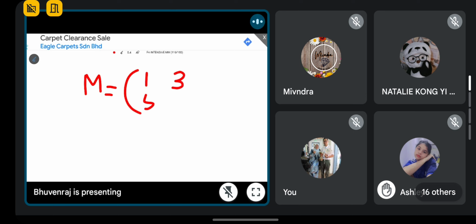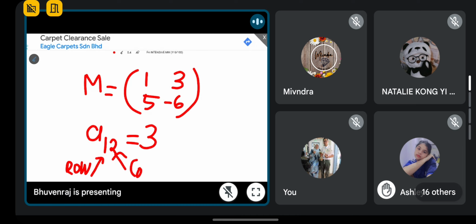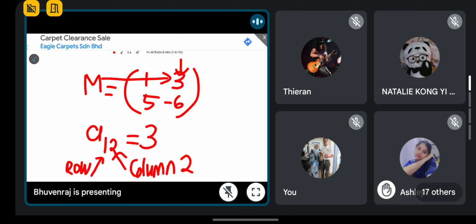So I ask a few questions from here. Okay, guys, can you tell me element A12? Apa nilai dia? What is the value for element A12? Yes, very good. Bagus. Maksudnya kamu tahulah macam mana nak baca. This is how we read, guys. Number 1 represents row. Number 2 represents column. Baris pertama, lajur kedua. So, you will get 3 as your answer.